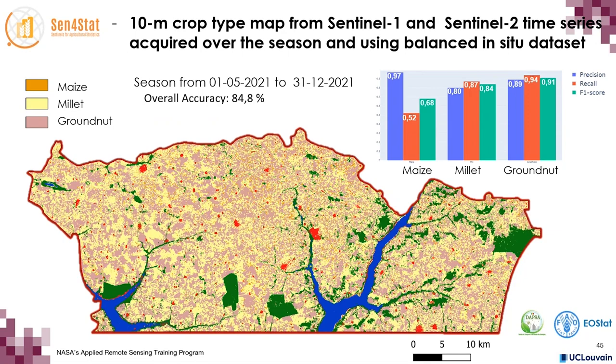The groundnuts and the millet are very well classified with the F-score reaching 0.91 or 0.84, which is very suitable for crop area estimates, while the maize still remains at a lower level, most probably because of the lack of in-situ data. But we have to say that the lack of in-situ data corresponds also to a very marginal situation of maize in this area. And therefore, the error here needs to be interpreted in terms of importance with regard to the actual area of the crop in the landscape.